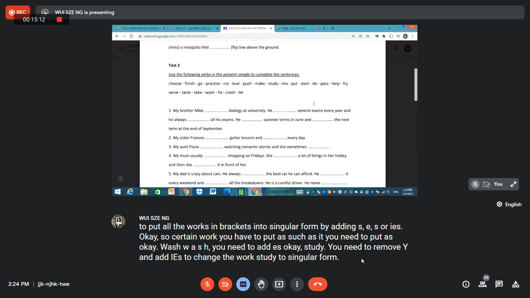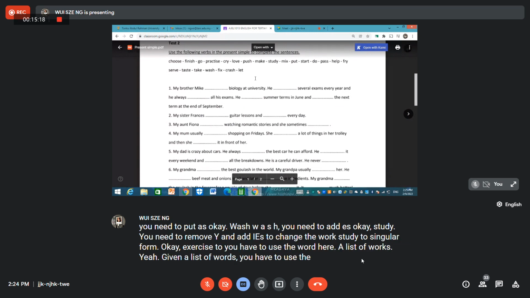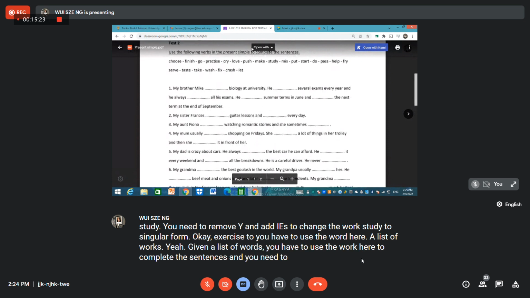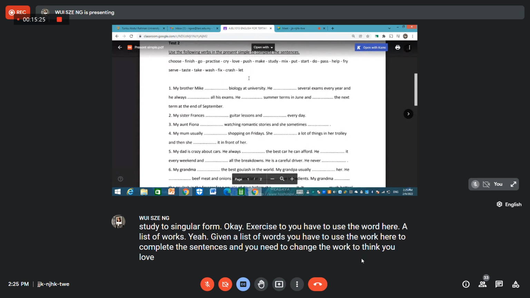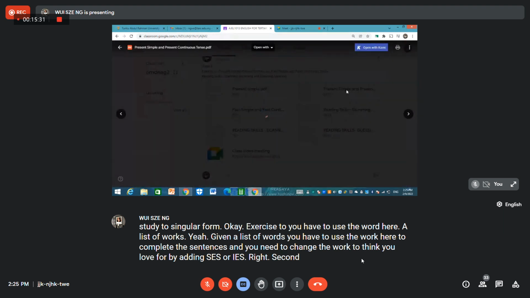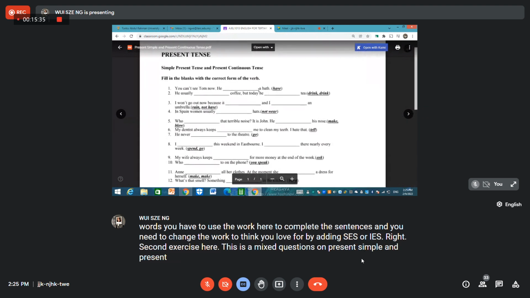Okay, exercise 2, you are given a list of verbs. You have to use the verbs here to complete the sentences, and you need to change the verb to singular form by adding S, ES, or IES. Right. The second exercise here is mixed questions on present simple and present continuous tense.